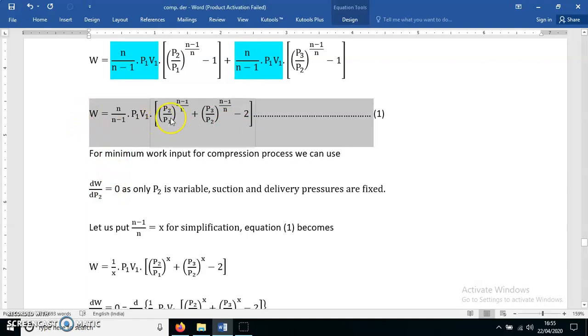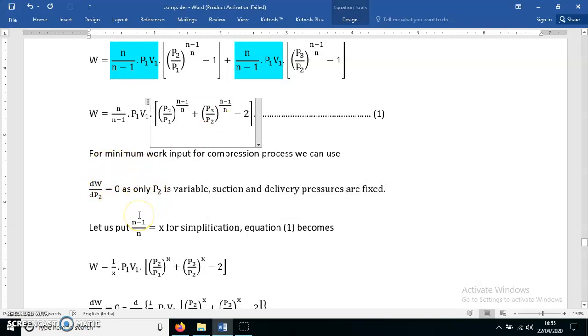with respect to variable P2, because as you know, suction pressure is atmospheric pressure and delivery pressure is the design pressure at which we want to design the compressor. So what is in our hand? To vary P2. P2 is the intermediate pressure. What is the intermediate pressure value at which W becomes minimum?